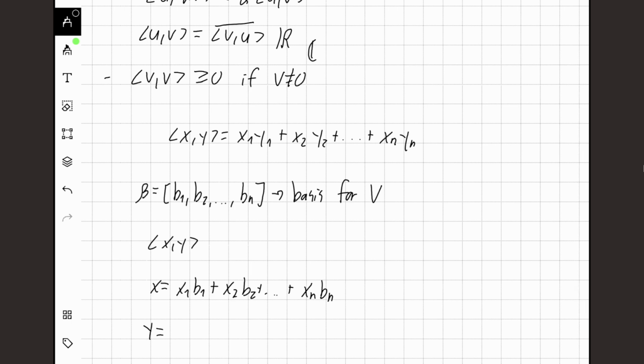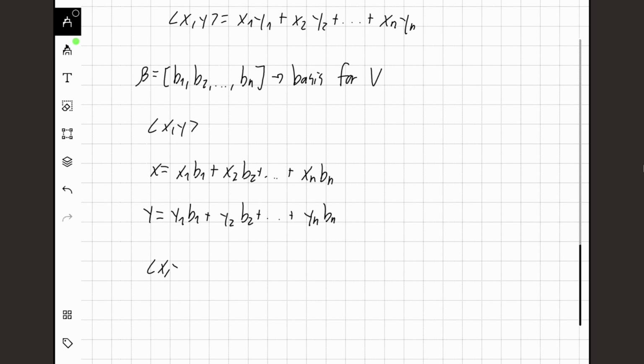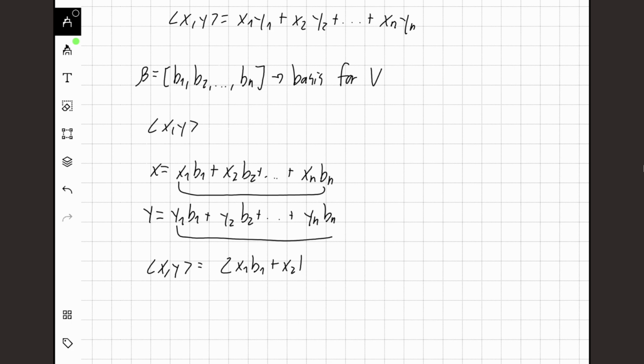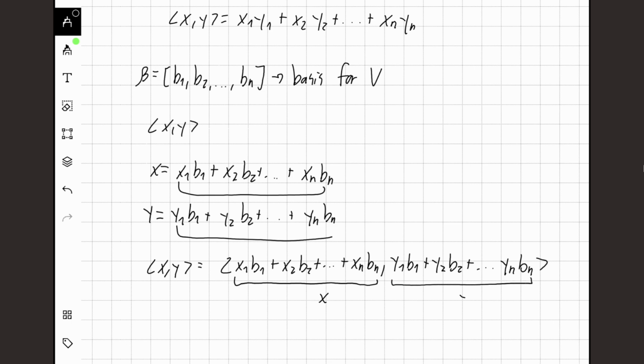But y, of course, can also be expressed in its own basis. So y is y1 times the first basis vector plus y2 times the second basis vector, all the way to yn times the nth basis vector. So when we take the dot product between x and y, it is actually the same thing as the dot product between this and this over here. So x1 b1 plus x2 b2 all the way to xn bn, this is our vector x, and we're taking the dot product with y, which is y1 b1 plus y2 b2 all the way to yn bn. This is the inner product we're taking between x and y.